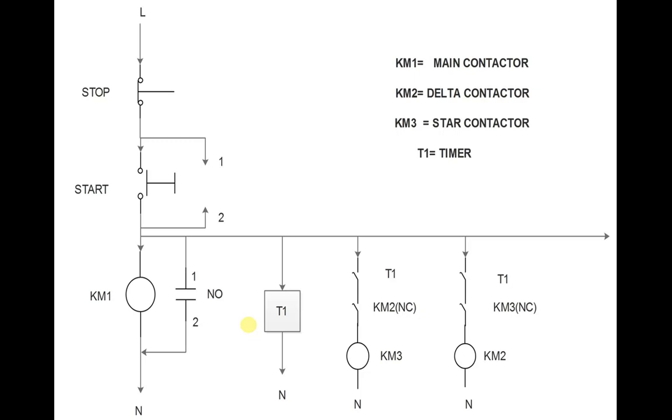So when we connect the timer, the timer first holds the star contactor, and after whatever time we set in this timer, it gives supply to the other contactor, which is the delta contactor. For example, if I set 10 seconds in the timer, then first my DOL section, as you can see, will hold the KM1 contactor. Also, through this, timer T1 gets supply. When it gets supply, it will give supply to my star contactor. The star contactor is KM3.